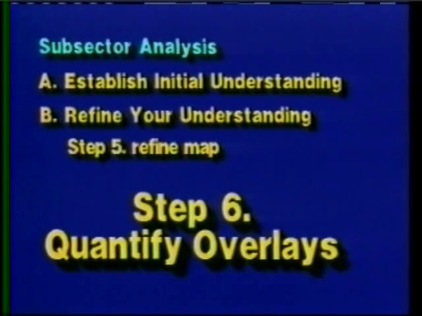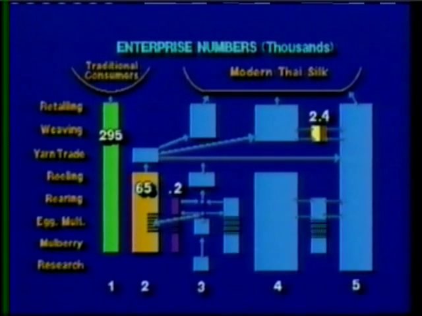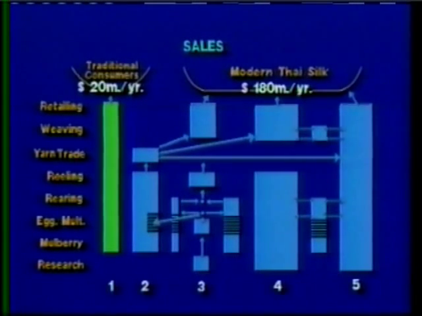Overlays display quantitative data on top of the basic subsector map. The first overlay, Enterprise Numbers, indicates how many enterprises operate in each channel. Focusing on village households, the overlay shows that nearly 300,000 traditional producers operate in Channel 1, while a further 65,000 have become specialized yarn producers in Channel 2. In contrast, the sales overlay indicates that the nearly 300,000 households in Channel 1 account for only 10% of total silk sales.